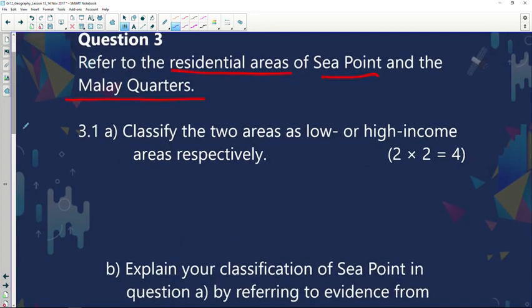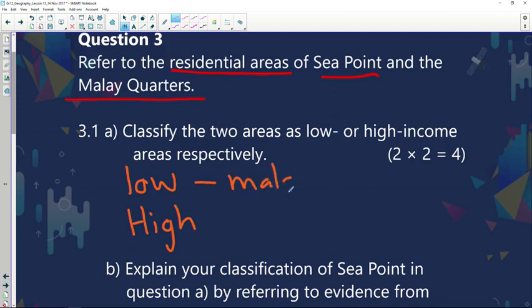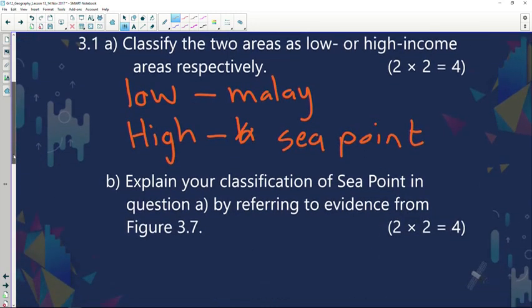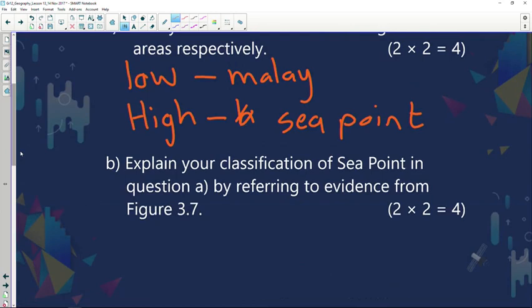Classify the two areas as low income or high income. High income is people that earn more, low income is people that earn less. I will definitely say that the Malay Quarters are a low income area and that Sea Point is a high income area. And I will discuss with you now the reason why we established that.